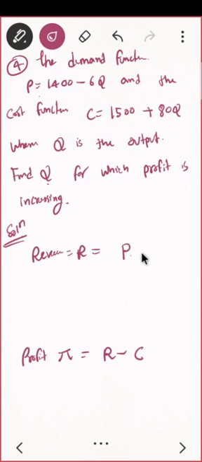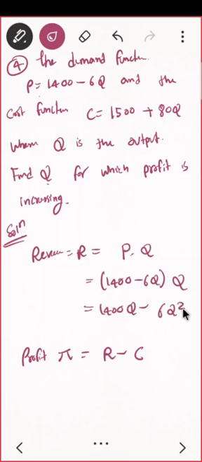P into D. But I have told you one thing. If your function is in terms of Q, you should write it in terms of P into Q. I hope you remember that. Just see whether the demand function कौन से term में है, whether it is in terms of D or Q. It is in terms of Q, so it will be P into Q. So P is 1400 minus 6Q into Q. So it will be 1400Q minus 6Q square. Correct? And what is profit? Just subtract this from your cost function.